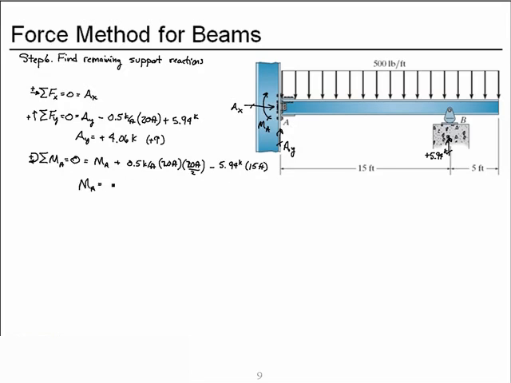Solve that to find MA is a minus 10.9 foot kips. We had originally drawn it as clockwise. It's not. It's the other direction. Now step 7. Let's compare these answers with our approximation.